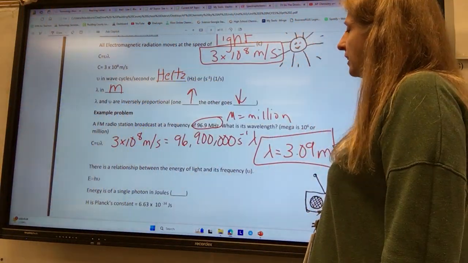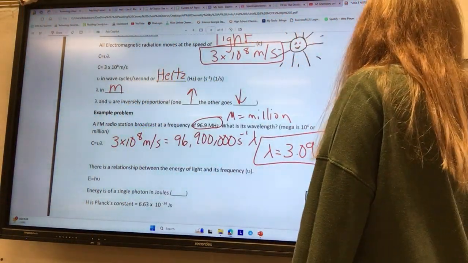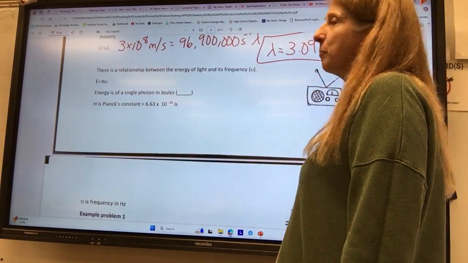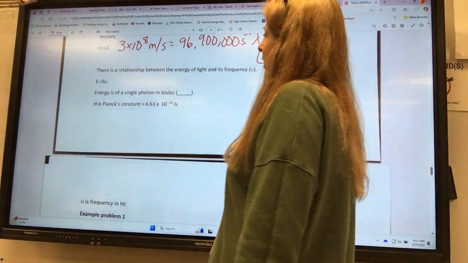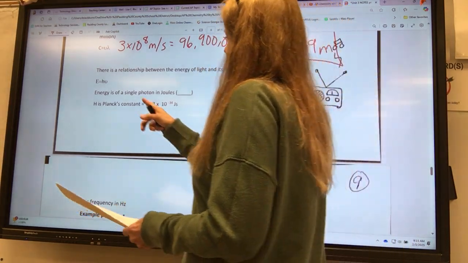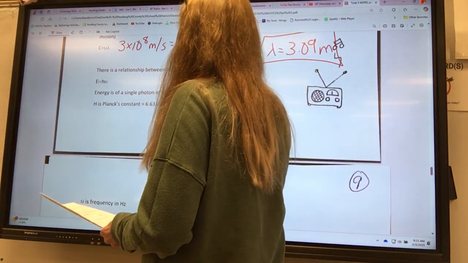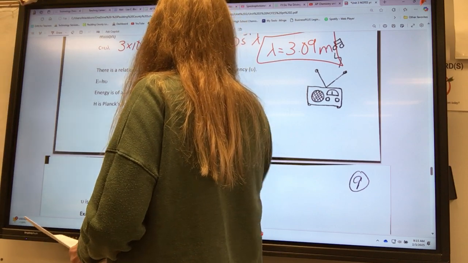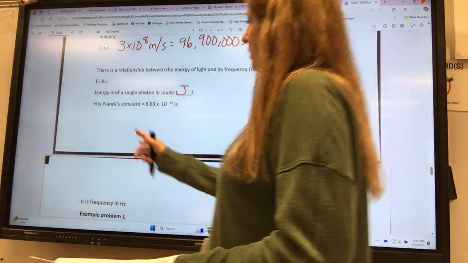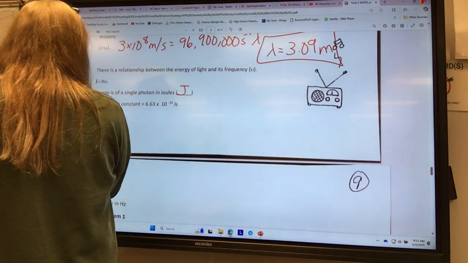So there's also a relationship between energy of light and frequency. And this is the formula. This is Planck, Max Planck. He thought of this: E equals hν. The E is the energy of a single photon in joules, and the symbol for joules is big J. So h, this should be lowercase h. Everybody kind of write over that.